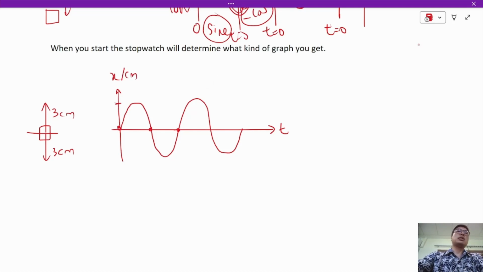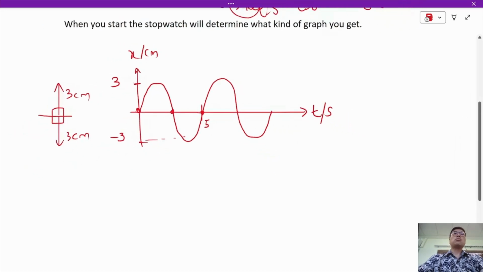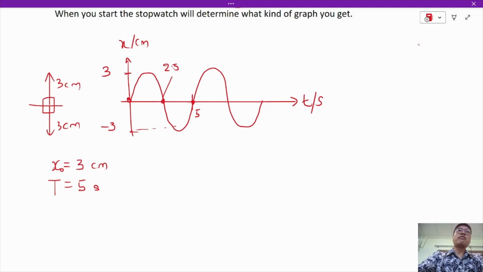Now, in terms of the axis, we can say that the amplitudes of the motion are 3 cm. So this will be 3 and minus 3 respectively. Now, what about the period of the motion? Let's say we give this period 5 seconds. So what we have is some information over here: x0, the amplitude, equals 3 cm. The period equals, let's say, 5 seconds. In this case, we know the middle point here will be 2.5 seconds.